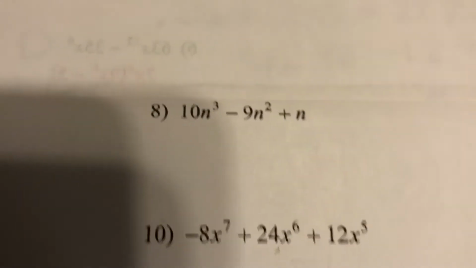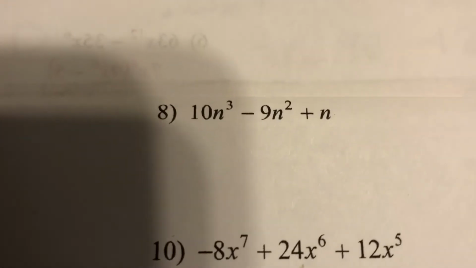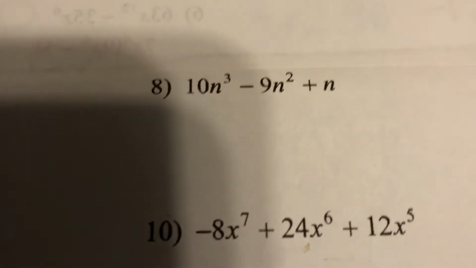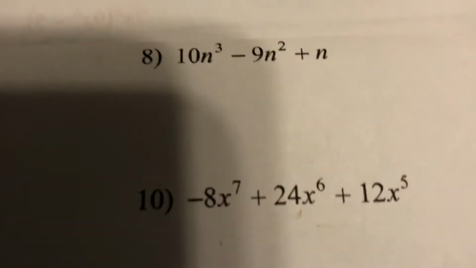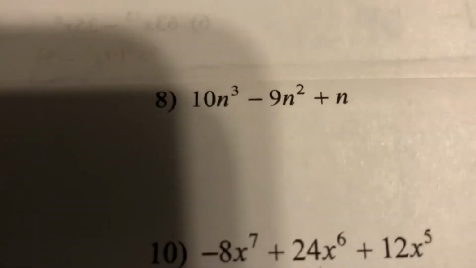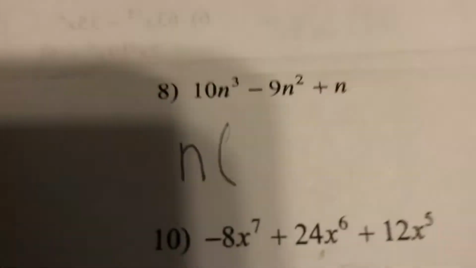In number 8, you have 10n cubed minus 9n squared plus n. And they don't have any numbers in common, so we aren't even going to touch the numbers. But they do have a letter in common. All of them have an n, so that's going to be my GCF. That's my greatest common factor, is they all have an n.